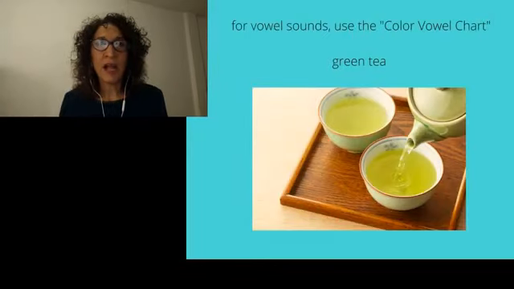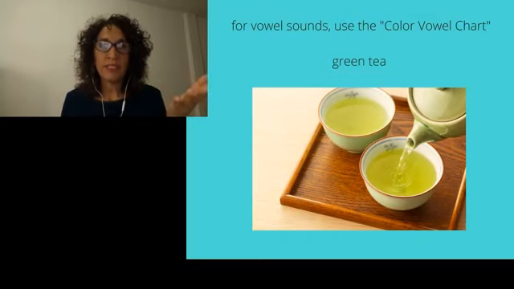And I recommend that when you're learning the vowel sounds as a beginning student, that you use something called the color vowel chart. And you can Google this, and there's different versions of it, but it's all pretty much the same idea, which is that for every sound, there's a color. So for example, if you look at the graphic, the color here for the sound E is green. And so if you like green tea, you're going to smile whenever you see it or whenever somebody serves it to you. And you're going to say green tea.